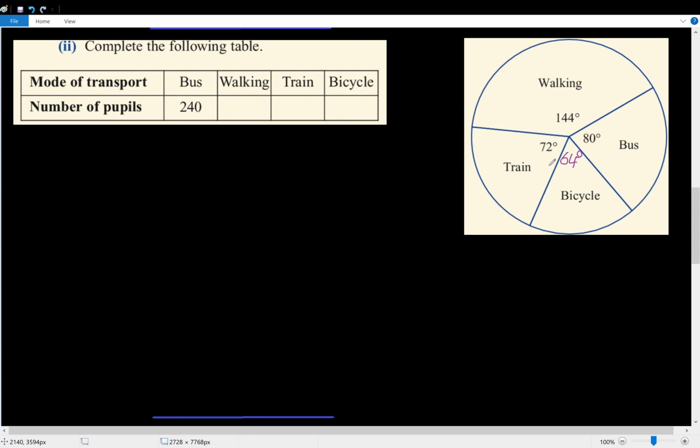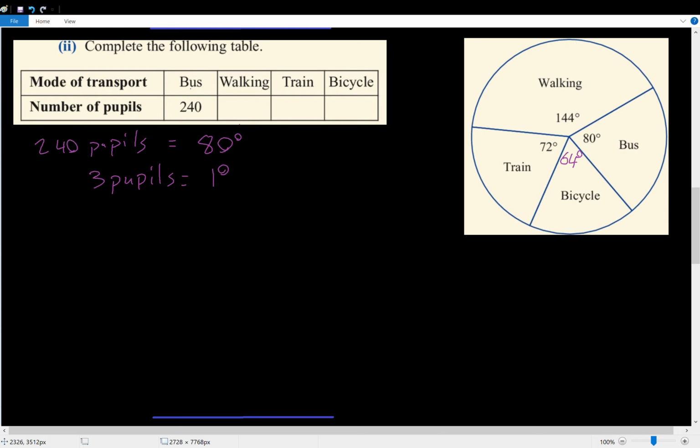So over here what we can see is that 240 pupils is being represented by 80 degrees. So what we need to find out is how many people are represented by 1 degree. So if we divide both sides by 80, we get down to 3 pupils are represented by 1 degree. And the reason we've done that is because all the other sections were only given the degrees in these.